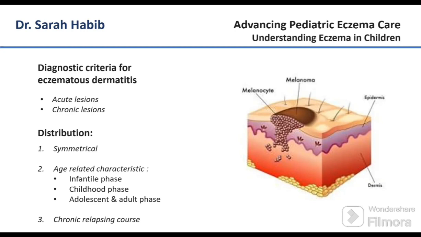And the course is, of course, as I have said again and again, a chronic relapsing course. If it is more than 2 months in an infant, it is called a chronic case. If it is more than 6 months in childhood and in adolescence, it is again a chronic case. Definitive diagnosis of atopic dermatitis requires the presence of all three features without any consideration of severity.